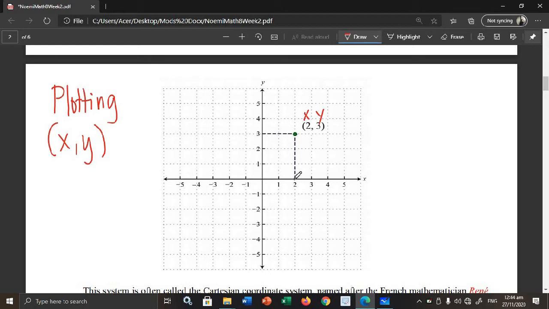And then, sabi dito, ang y mo, or ang ordinate mo, or ang y-coordinate mo ay 3 units above, kasi positive siya. So, 1, 2, 3. Therefore, ang plot ng ordered pair na given ay dito. So, that is how you plot points, depende sa ordered pair na given. So, halimbawa, magbibigay ako ng example.